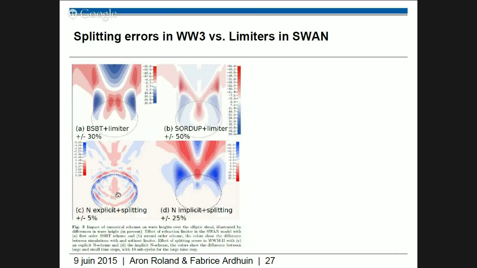And here you have errors in WaveWatch which are due to the splitting. And they can be similar, they can be smaller. It depends how big you make a time step or not. So the different approaches have different sources of errors. And one advice I can give you is always try to run your model with reduced time steps and check if you have a big difference. And if you have a big difference, then maybe you need to reduce the time step again.